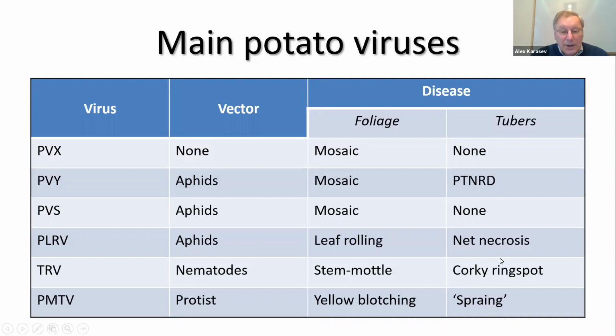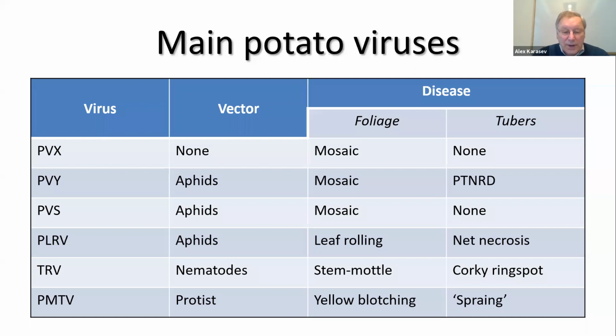And there are a couple of what we consider emerging viruses, tobacco rattle virus and potato mop top virus. These two are transmitted through soil, although by two different vectors. Tobacco rattle virus is transmitted by nematodes and may induce symptoms in foliage, although not always visible. But what is most important, both tobacco rattle and potato mop top induce severe symptoms in tubers, called differently in different parts of the world. In Europe or in Britain, they tend to be called spraing. In North America, in the US, this is called corky ring spot.